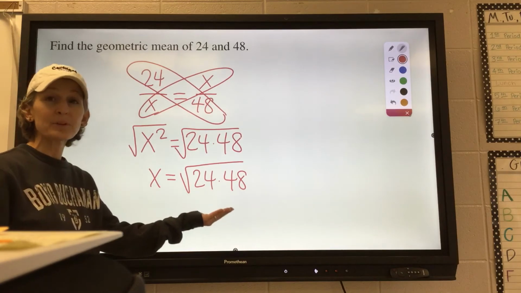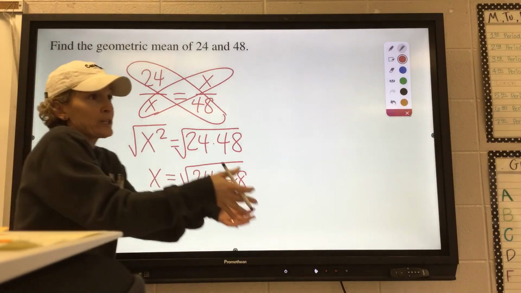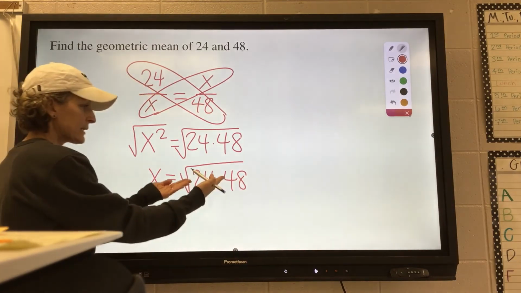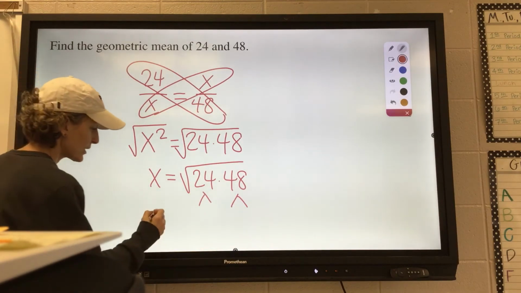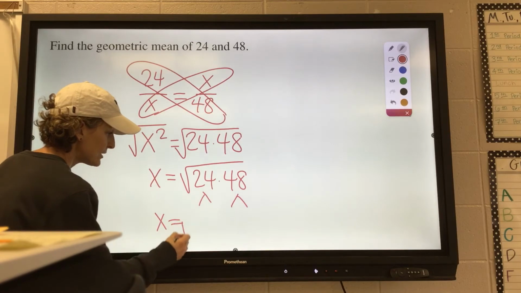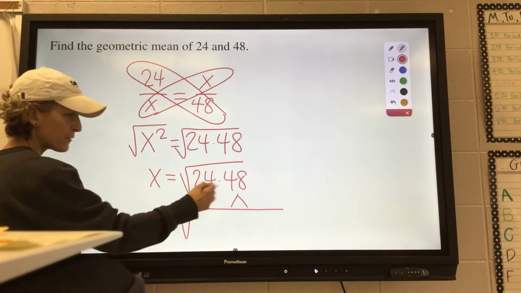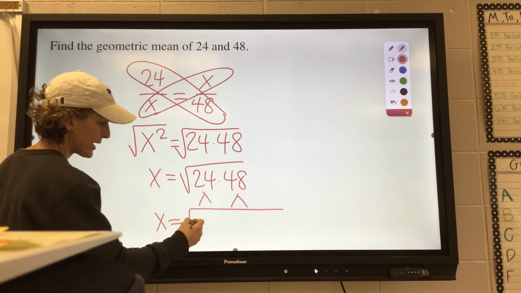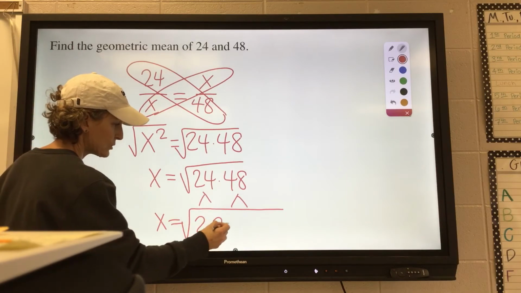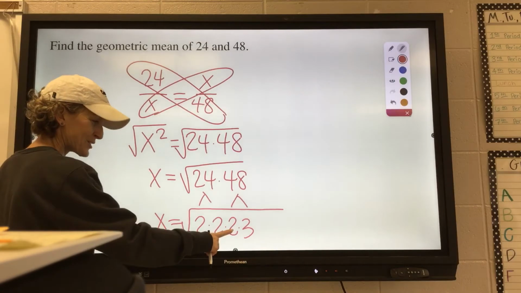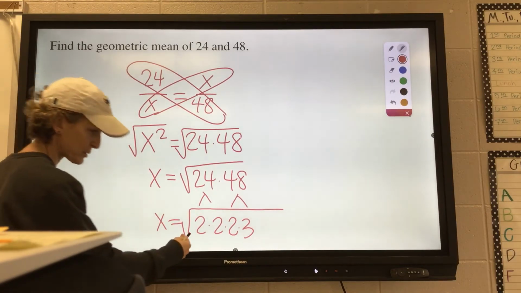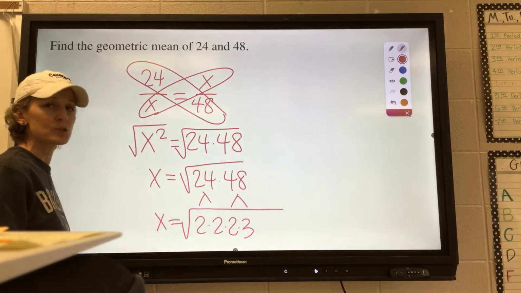Well, I'm going to have to simplify that anyway. So instead of going to 1,152, let's leave it like that and go ahead and break this down. So that I have x equals, all right, you can do the factor trees, but in the end, what you'll have is 2 times 2 times 2 times 3. 2 times 2 is 4, times 2 is 8, times 3 is 24. This breaks down, it's the same as 24.